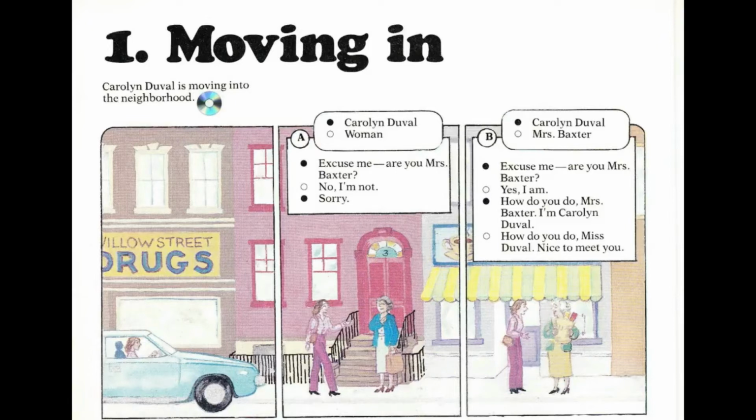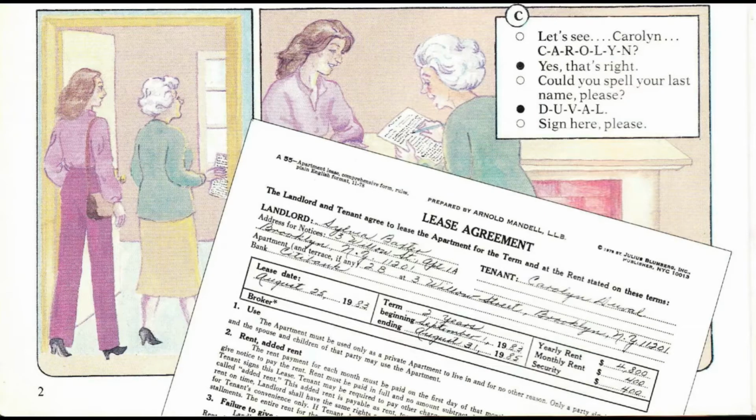Of course, Miss is used for the girls, those who are not married yet. Part C. Carolyn Duval and Mrs. Baxter talk to each other. Mrs. Baxter says, let's see, Carolyn, C-A-R-O-L-Y-N. Let's see is an expression we use when we want to concentrate, think a little bit more about something. Then she spells her first name, C-A-R-O-L-Y-N. And she says that's right.